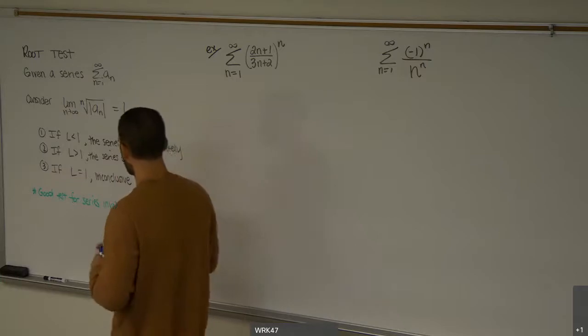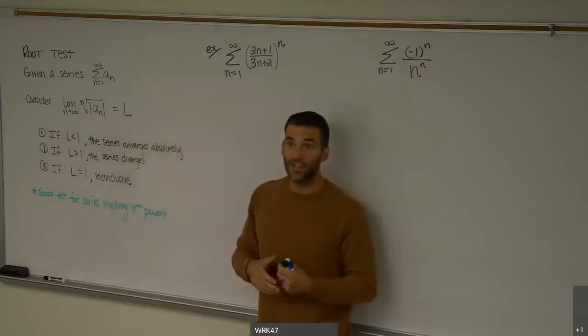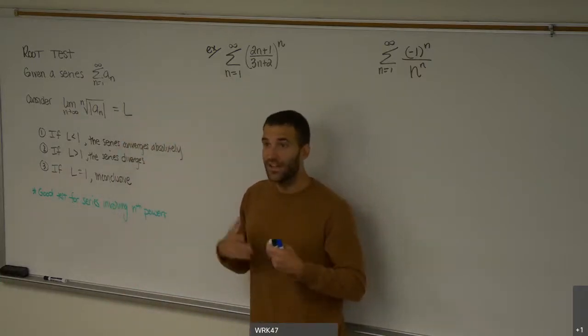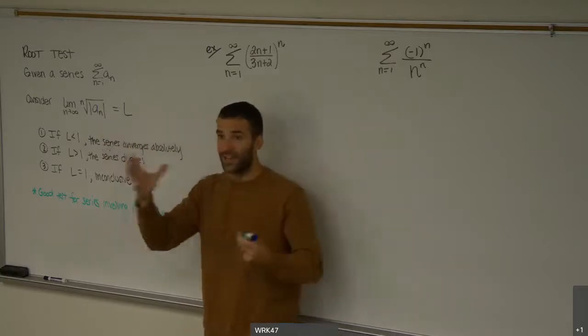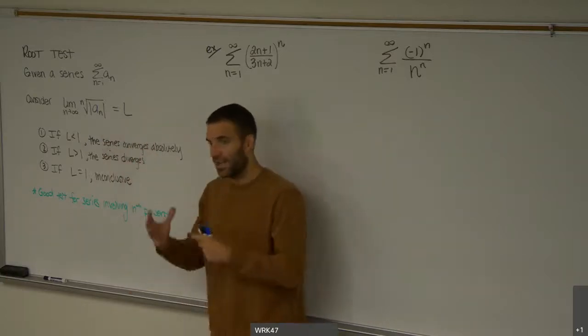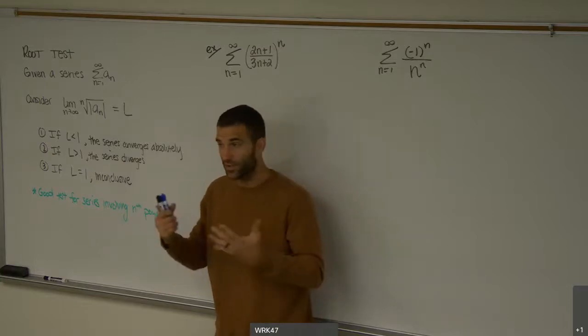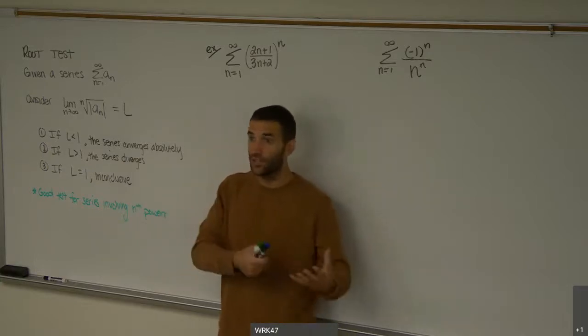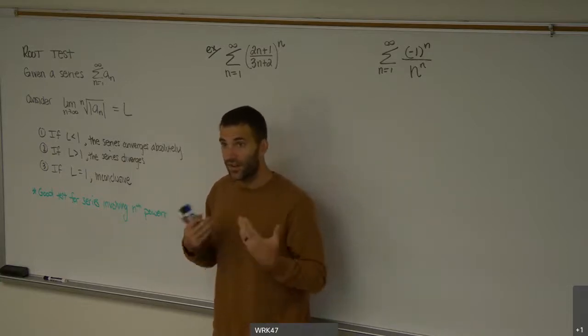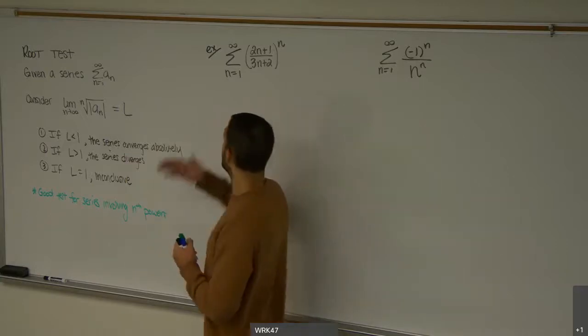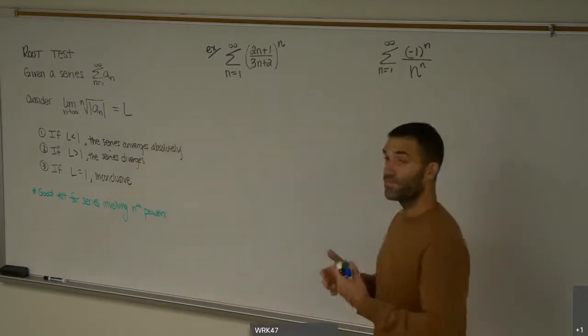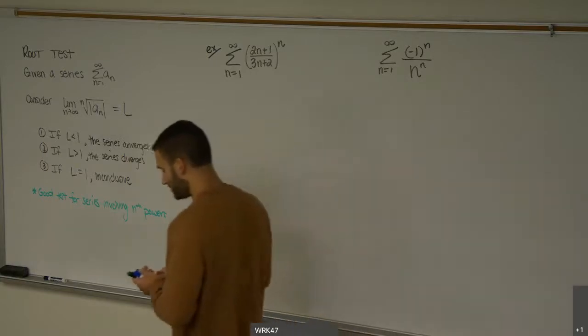This test is more useful for just nth powers. If everything's raised to the nth power, this is great. Of course, we see why, because you're going to take the nth root of it. If you take the nth root of an nth power, they cancel, like the square root of something squared, the cube root of something cubed. And so if I have everything raised to an nth power, it's kind of what you see in these examples, the root test is definitely the way to go.